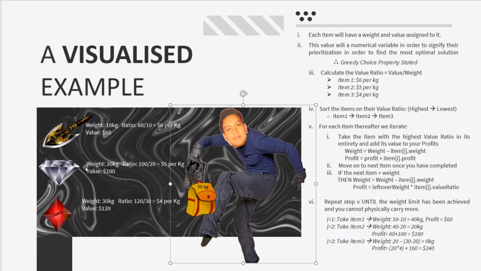Firstly, consider our 3 items shown right here. We have established that each item will have a weight and value assigned to it. This value will be a numerical variable in order to signify their prioritization in order to find the most optimal solution.